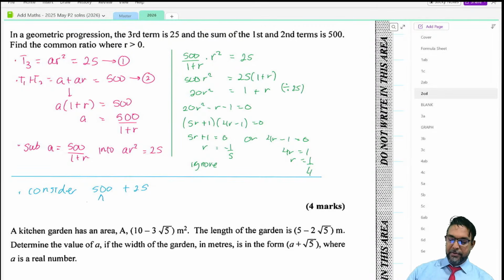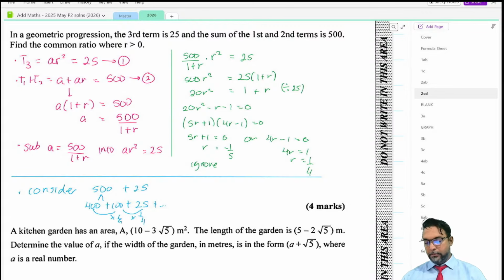You could break up 500 into 400 plus 100, then plus 25. What you'd notice is that to go down from 400 to 100, you multiply by a quarter. The same thing would apply from 100 to 2500, sorry, my bad. So r would be equal to a quarter.